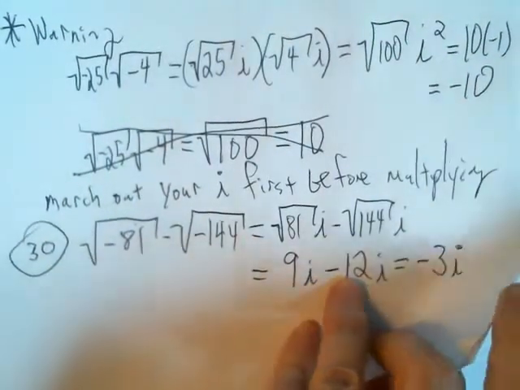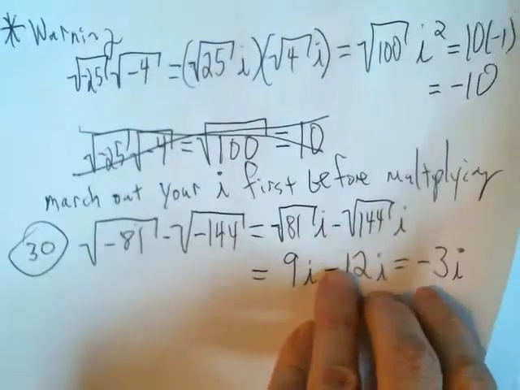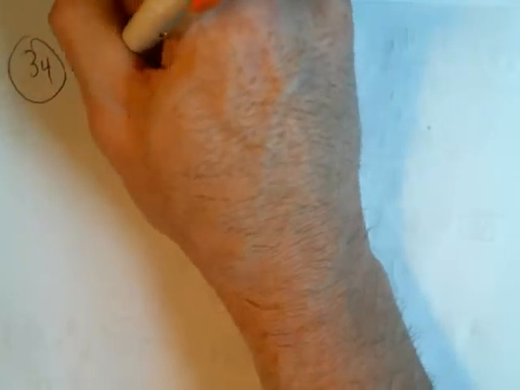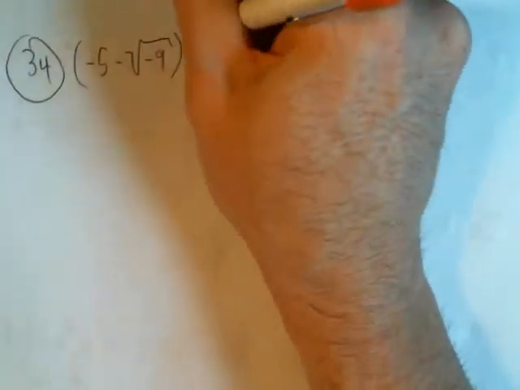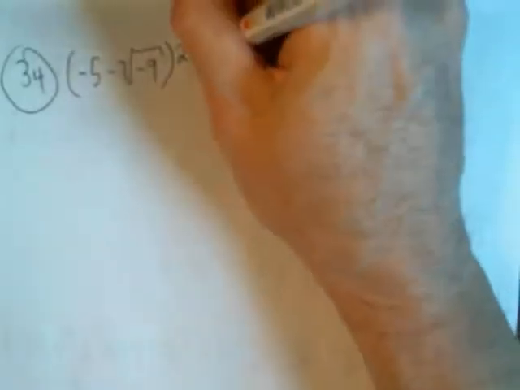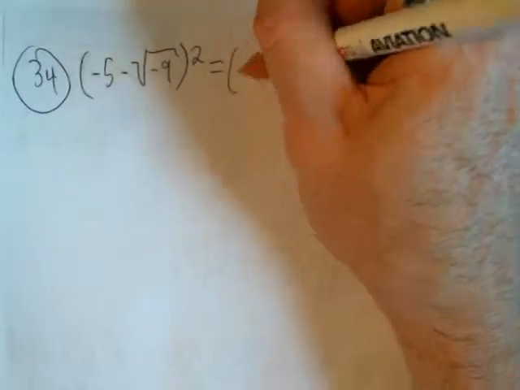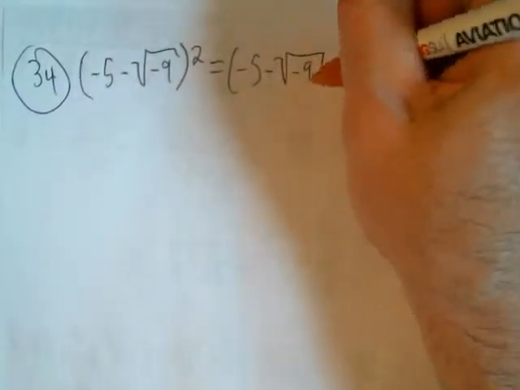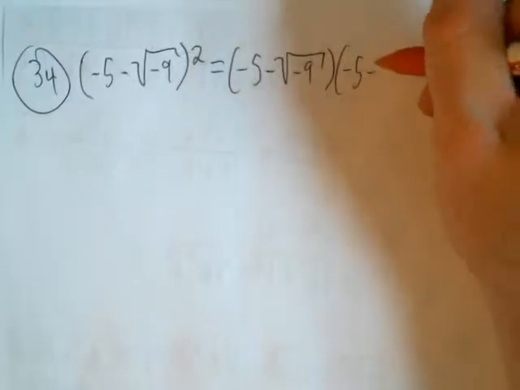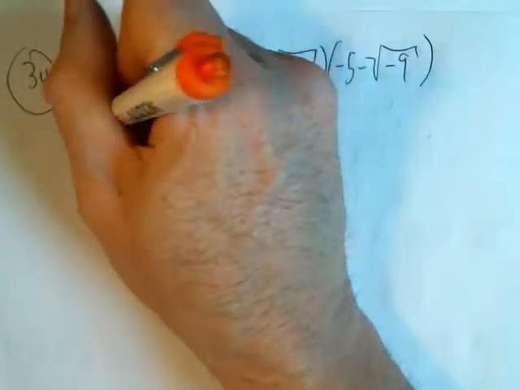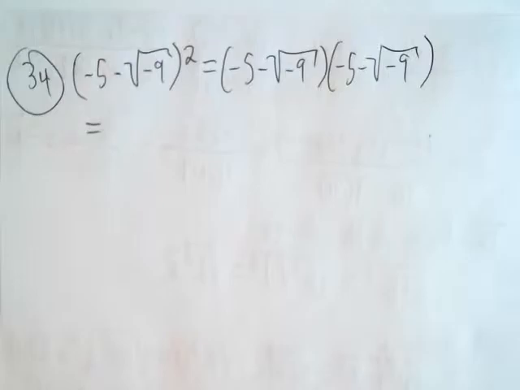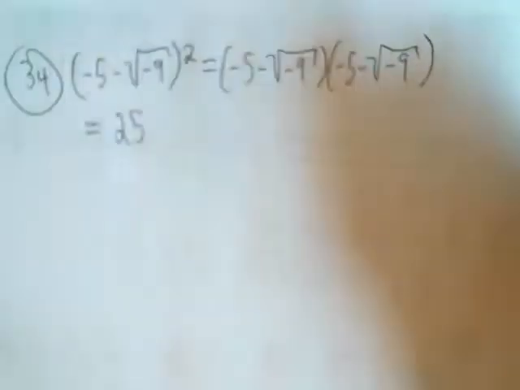So all kinds of examples for us to play around with here. Number 34, we have negative 5 minus square root negative 9, squared. So you want to FOIL this. You don't want to distribute that square. That ain't working here, right? So you get negative 5 minus square root negative 9 times negative 5 minus square root negative 9. Okay. So FOIL, negative 5 times negative 5 is 25.